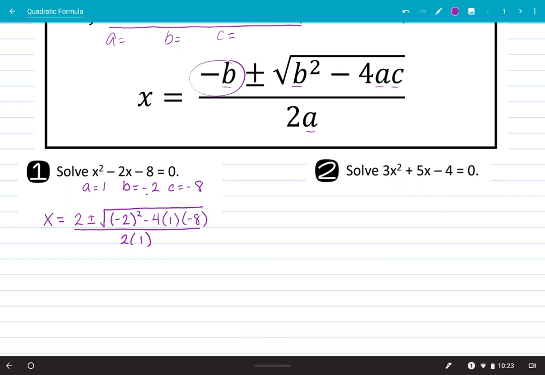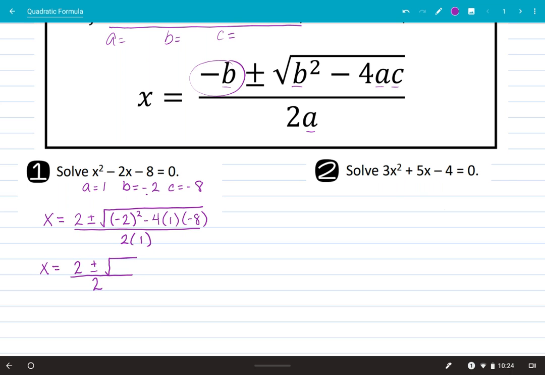And you know me, I try to make it the easiest way possible. I'm not even picking up a calculator yet. So what we're going to do is everything we know we can. 2 is not going to change. Plus and minus is not going to change. We're going to have a square root. I'm not doing that yet. Then it's over 2 times 1. I know that. It goes to 2.